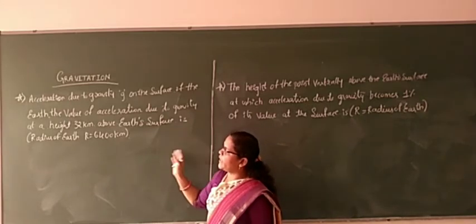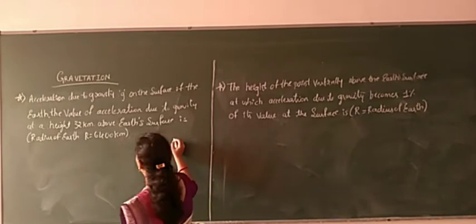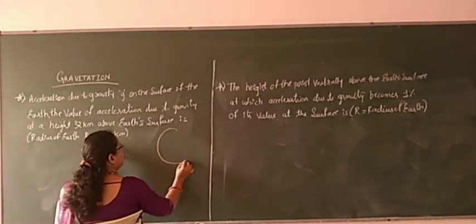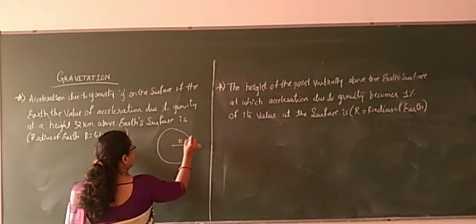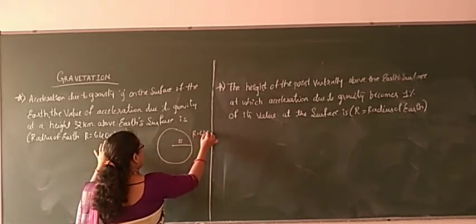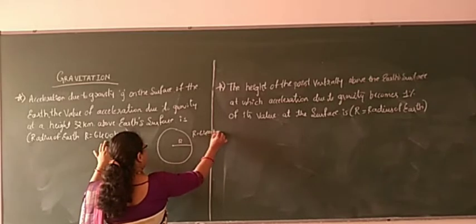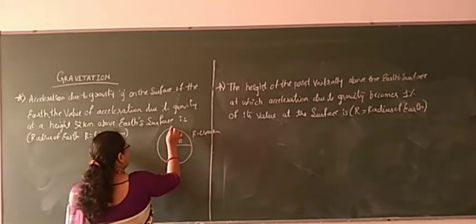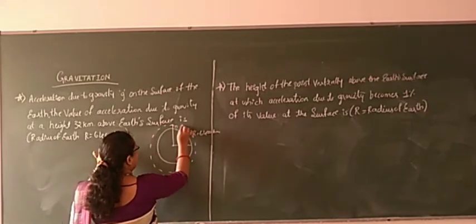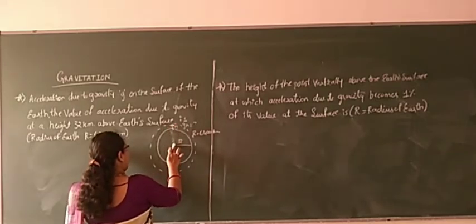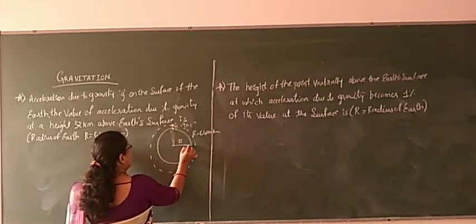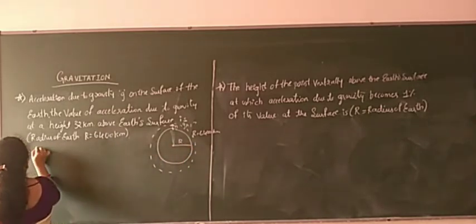So already given, the radius of the earth is nothing but 6,400 kilometers. Let us move on to the diagram here. Radius already given, that is R is equal to 6,400 kilometer. So what is the acceleration due to gravity at a certain height here? This is the certain height, and this is the radius given. So let us move on to the solution here.